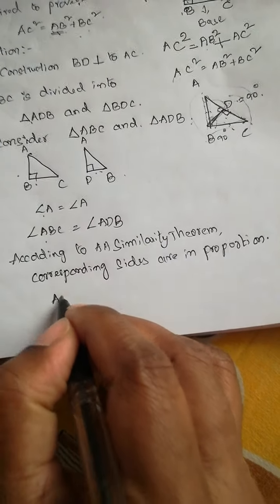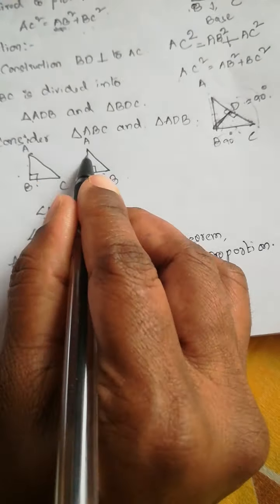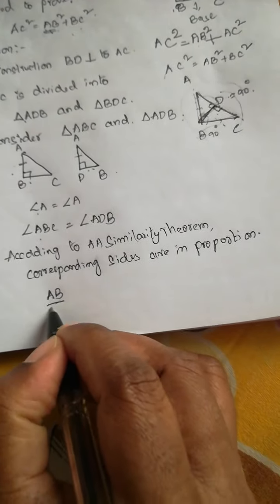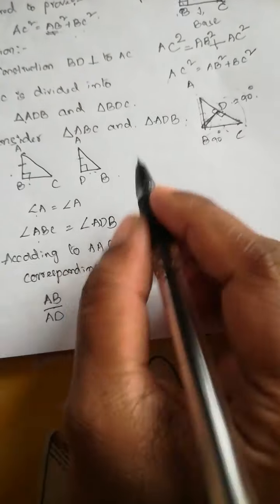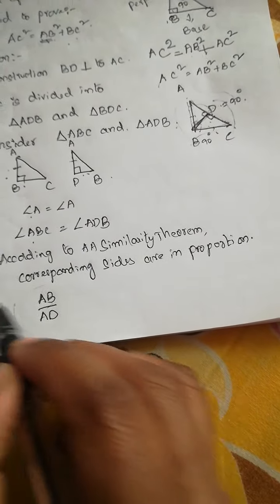See, our aim is to find the AB square value. Now we take AB from the first figure. Okay, AB, and see, what is the corresponding side from this figure to this figure? AD, na? AB by AD. See, according to the theorem, they are in proportion, means if we divide these values, we get some value.